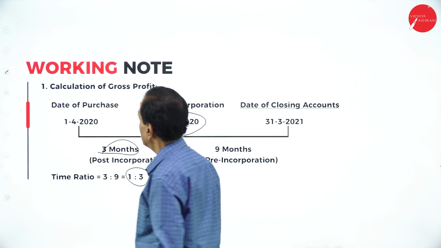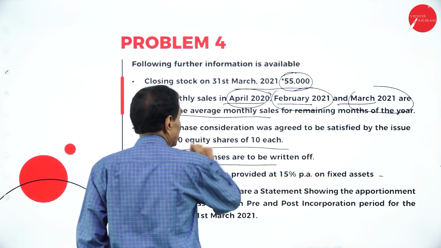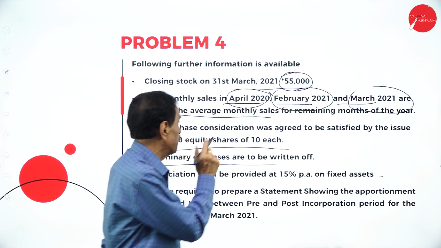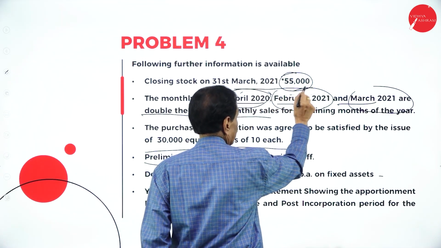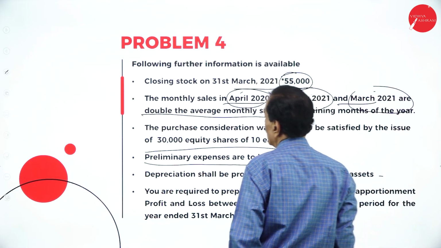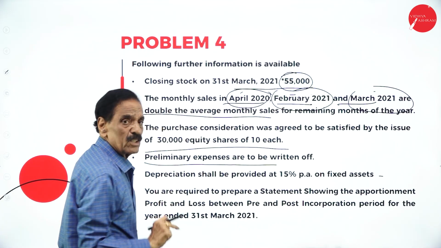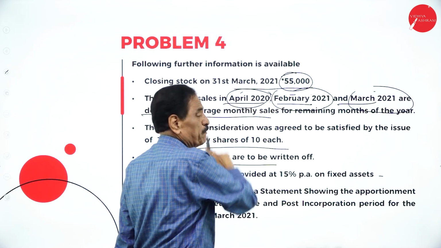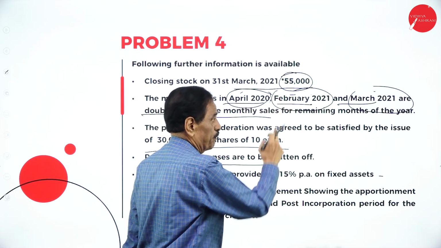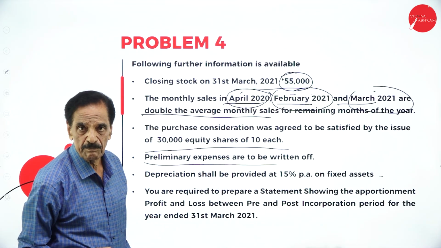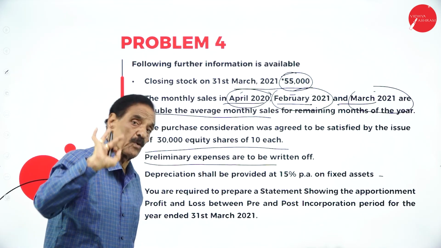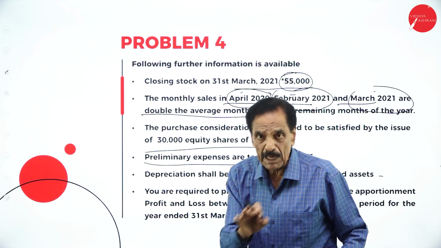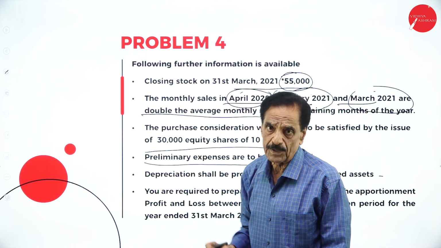Regarding the sale. See that? What's the question you asked? The monthly sale in April 2020, February, March are double the average. So if you have got 1 rupee in other months, here in April 2 rupees, February 2 rupees, March 2 rupees. Double. If you have got 2, 4 rupees. Okay, understand? So from which date? April, May, June, July, up to March.